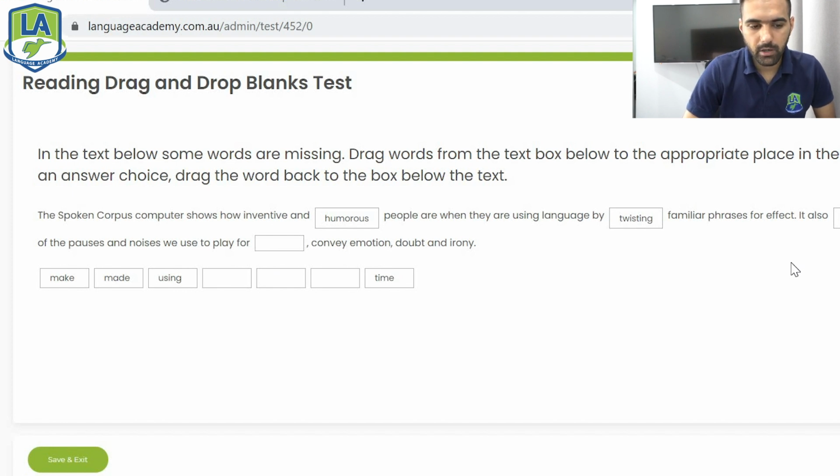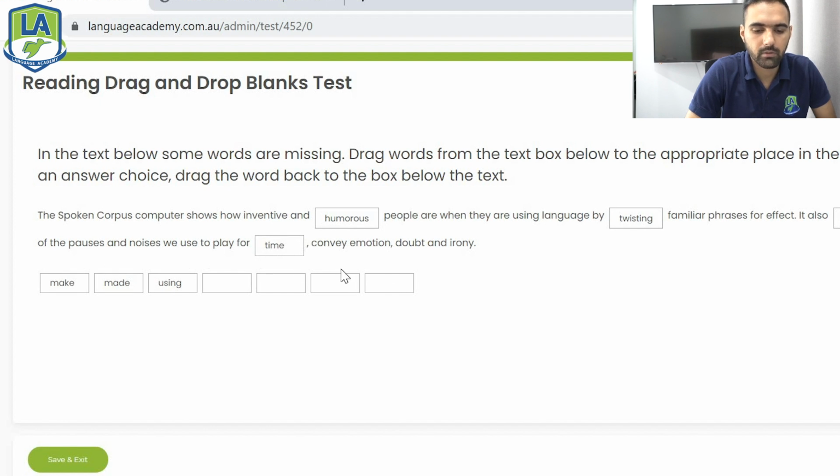It also reveals the power of the pauses and noises we use to play for dash, convey emotion, doubt and irony. Makes sense. Play for make, play for made, play for using. Using won't make any sense. Play for time is the only option we are left with.